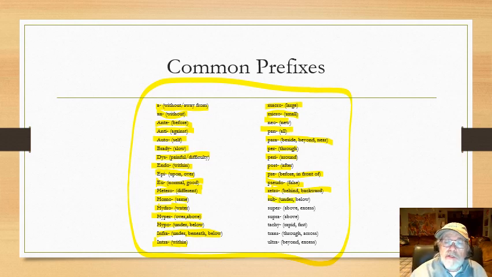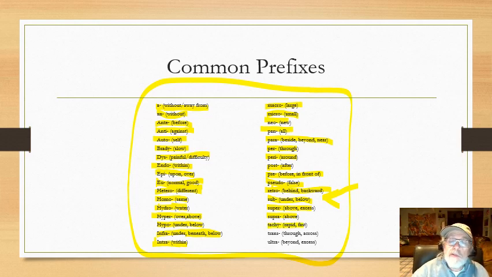Sub means under or below. It's easy to remember. What goes below the water? A submarine. The area below the ribs is called the subcostal region. Sub means below or under. Super means above or excess, which we talked about, as well as supra. They both mean above or excess.